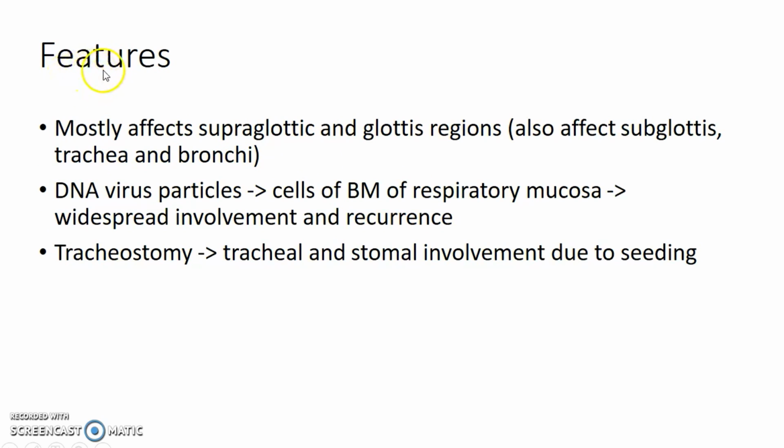Now let us see about the features of juvenile laryngeal papillomatosis. It mostly affects supraglottic and glottis regions. It can also affect subglottis, trachea and bronchi. The DNA virus particles are present in the cells of basement membrane of respiratory mucosa. This is thought to be the reason for the widespread involvement and recurrence of this condition. In children who have undergone tracheostomy, there is a risk for tracheal and stomal involvement due to seeding.